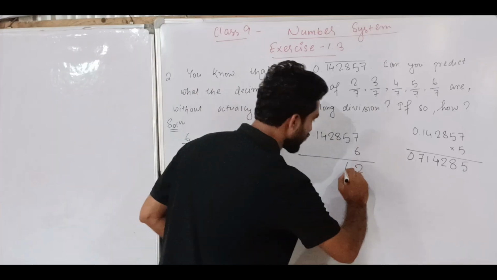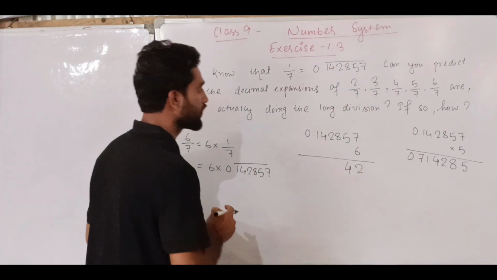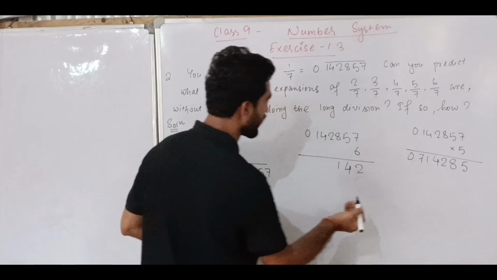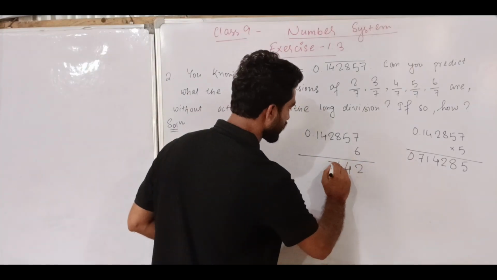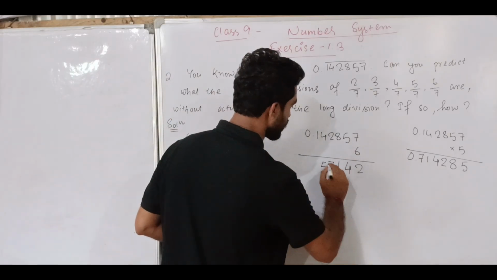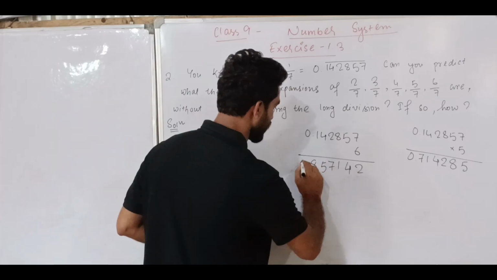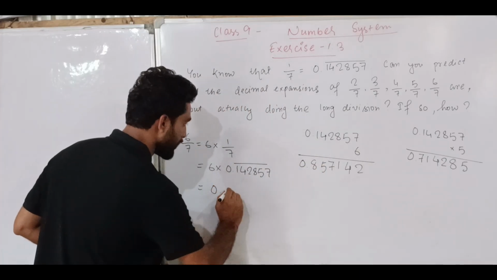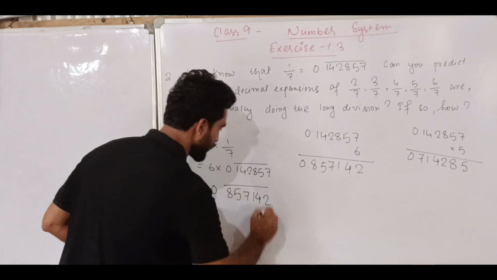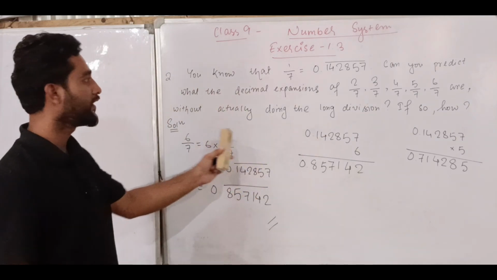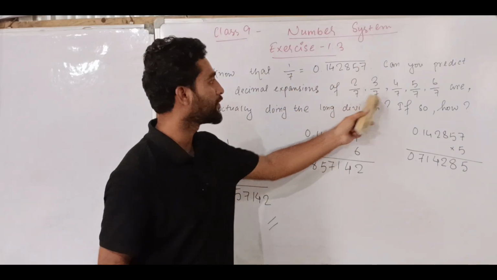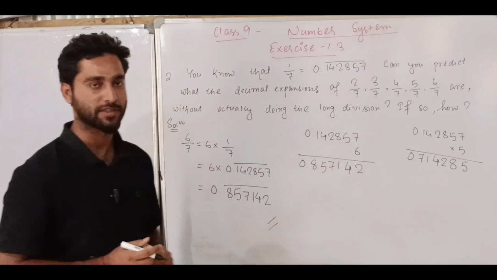6 30s are 30, 34, 3 carry, 48, 51, 5 carry, 7, 1 carry, 2 carry. So this will be 0.857142. So in this way, without doing the actual division, by looking at this value, we can find out the decimal expansion of all these rational numbers.